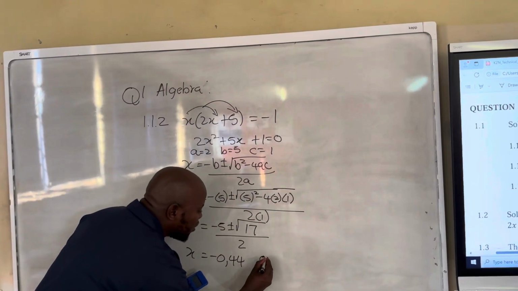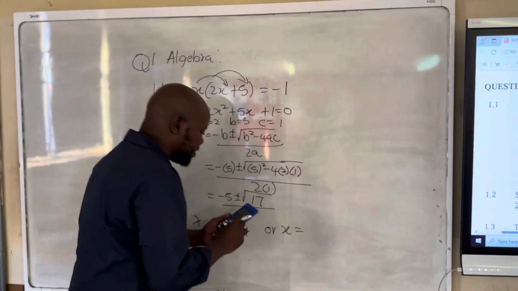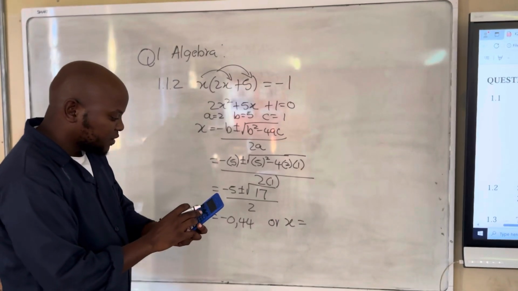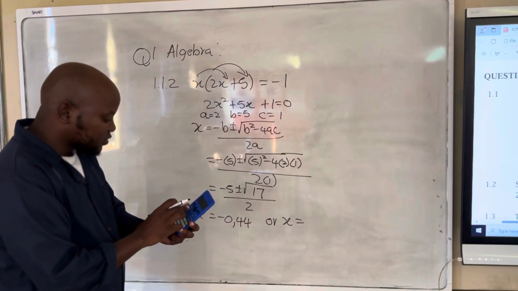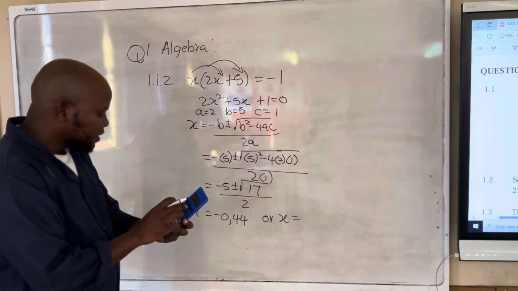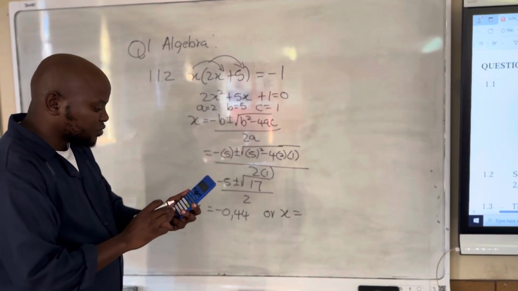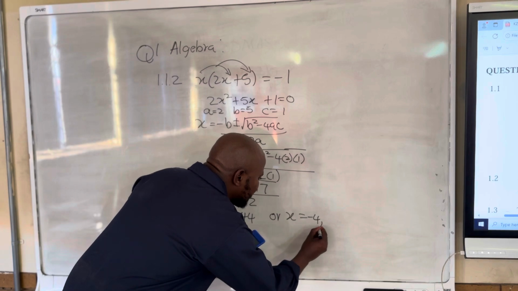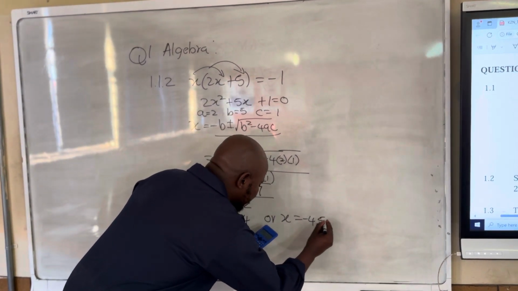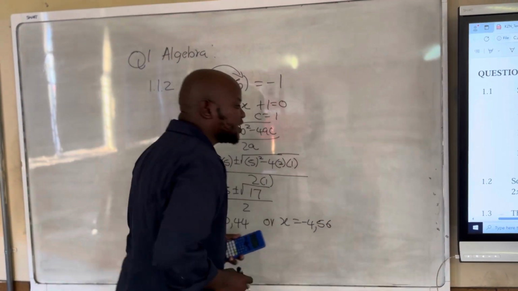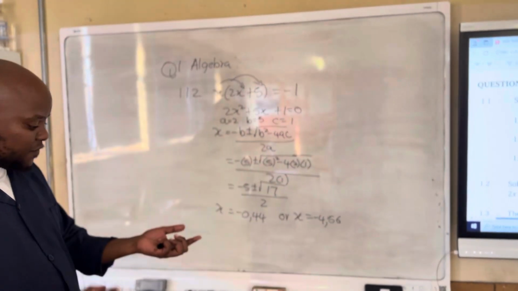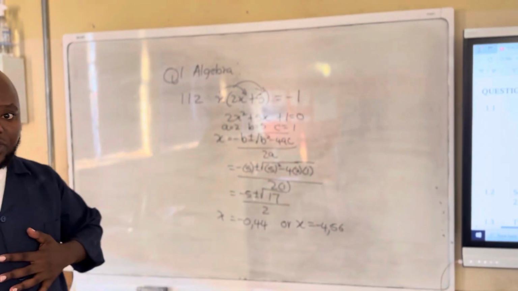Or x will be equal to how much? You do that again: negative 5 minus root 17, divided by 2, which gives negative 4.56. Those are the two solutions for the quadratic formula. That is our answer.